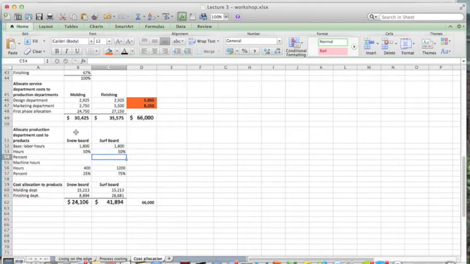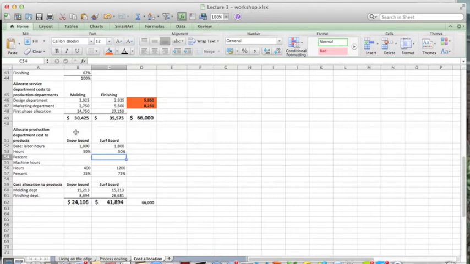Now I'm making snowboards and surfboards. We know that that's my business. Now I know this is how much the departments are costing now, but how much of each department is my product using? Because now I have the snowboard and I have the surfboard, and I want to know, okay, how much is the snowboard using molding? How much is the snowboard using finishing? How much is the surfboard using molding versus finishing? That way I'll know how much the surfboards are costing versus the snowboards.